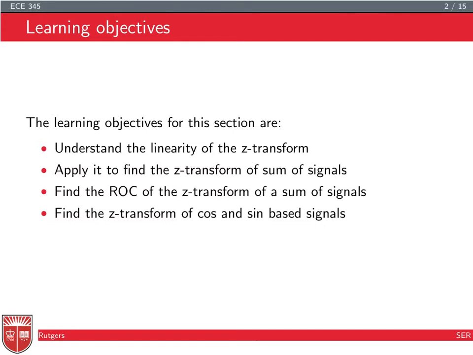Then we are going to talk about how to apply linearity to find the Z-transform of a sum of signals. And of course, what we learned from the previous lecture is that we always need to characterize the region of convergence of a Z-transform. So we will talk about characterizing the region of convergence of a sum of signals. And then we will also talk about the Z-transform of special functions such as the cosine and sine functions.